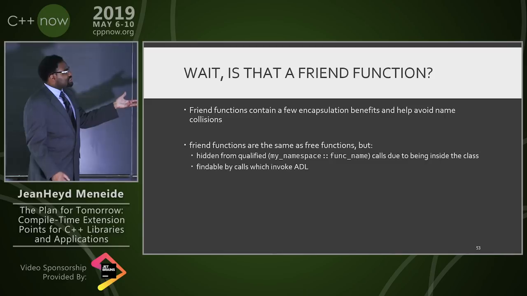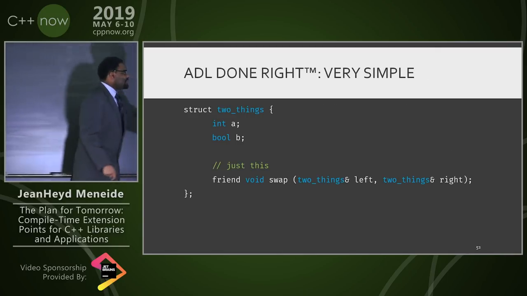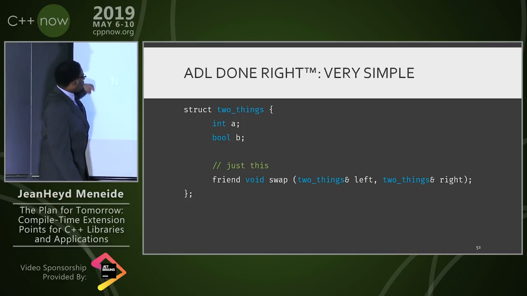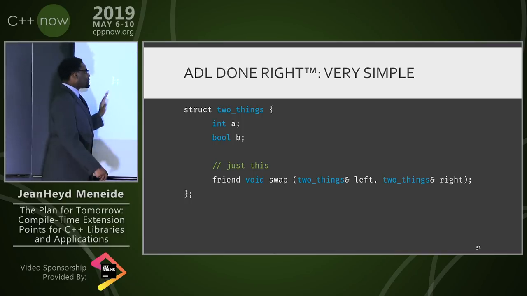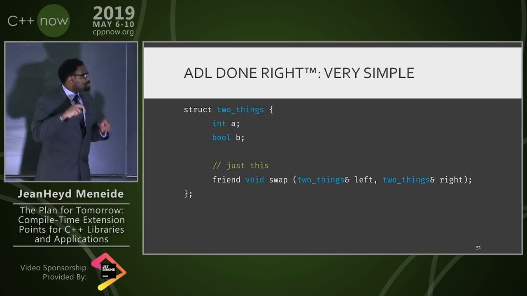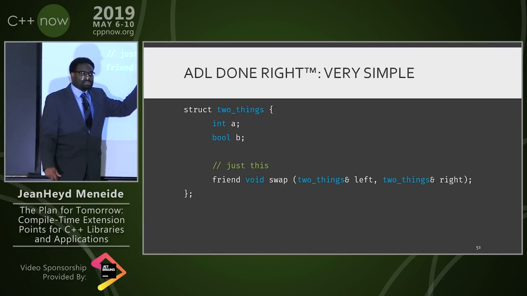Well, friend functions contain a few encapsulation benefits that help avoid name collision, right? So if you define a friend function, it is effectively a free function. But if somebody were to say ::swap and tried to call it with two things, it would not work here, right? Because it doesn't exist in the namespace, right? And so this gives you more encapsulation power, right? And so the only way this is found is by ADL, right?